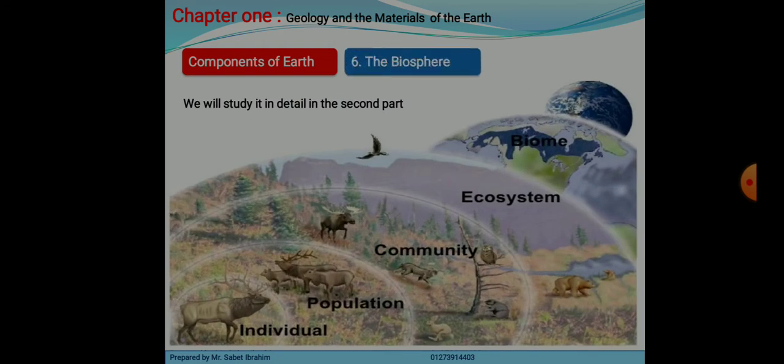Number 6 is the biosphere, and we will study it in detail in the second part.